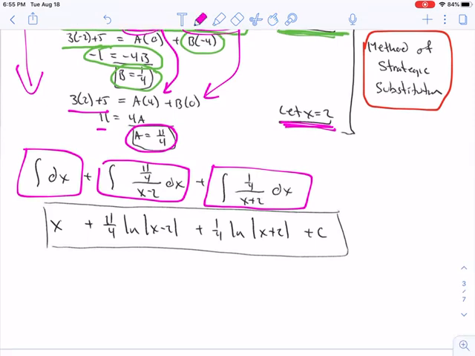So the antiderivative of dx we know is x. These again are both log rules. So the numerator, 11/4 times the log of the absolute value of the denominator, and 1/4 times the log of the absolute value of the denominator. So the integrating is the easy part in these problems. It's the algebra that is time consuming. All right, that's it.